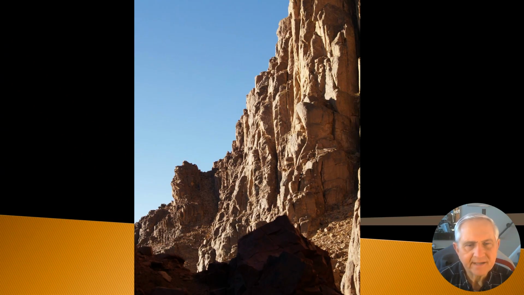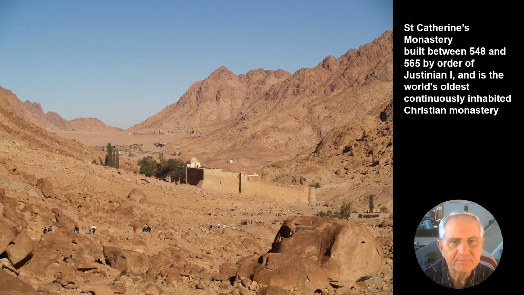Then it was a long way back down, but it was a lot easier because we were going downhill instead of uphill. But you could see the cliffs here as we went back down. When you get near the bottom, you can see St. Catherine's Monastery, which was built between 548 and 565 AD by the order of Justinian I. And this is the world's oldest continuously inhabited Christian monastery. And it's right at the bottom of Mount Sinai.